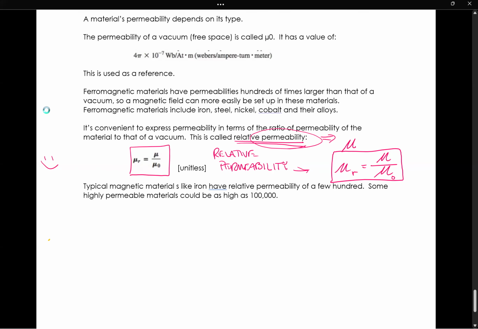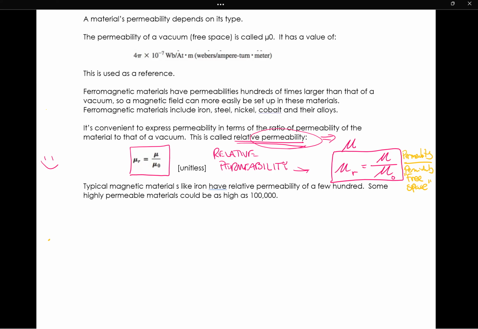Relative permeability is just the permeability of what you're looking at over the permeability of something really special that we use as a reference. And that's called free space. It's just something really special. So, first of all, I have to review what permeability is.